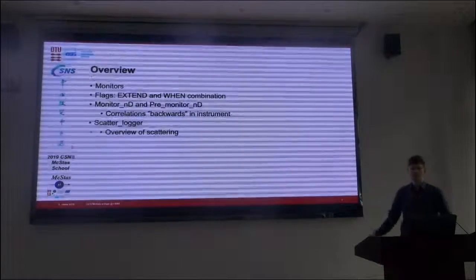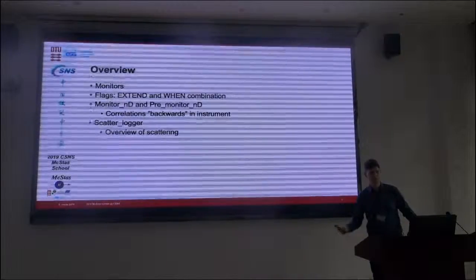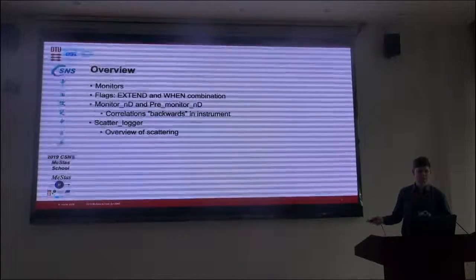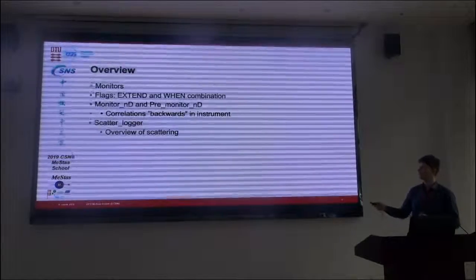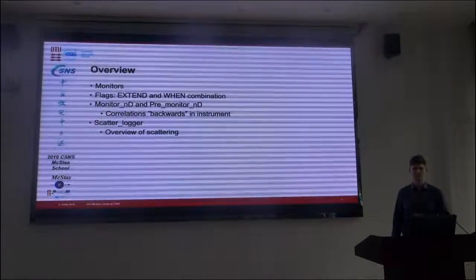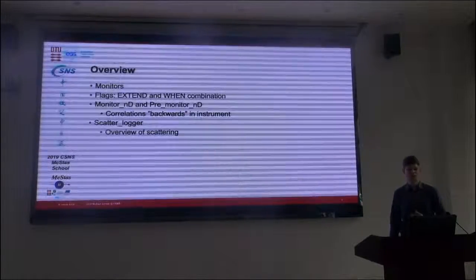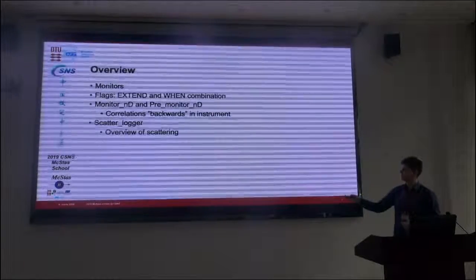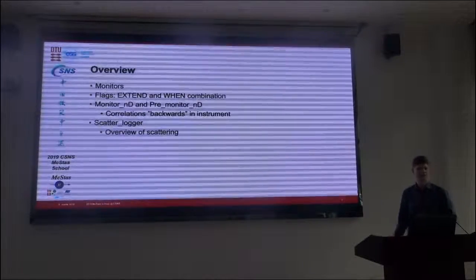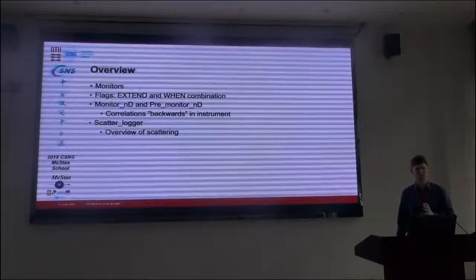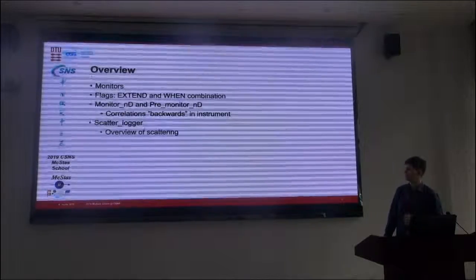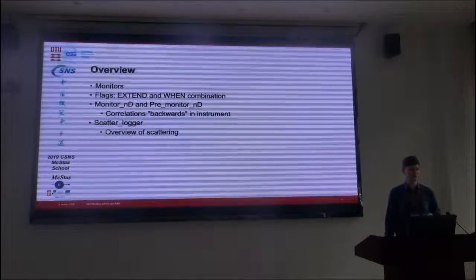The first and easiest way to understand what's going on inside your instrument is to just place monitors everywhere. So I'll talk about this strategy. But there are also some more complex ways of doing it that are the main motivation for this talk. First, the combination of when and extent keywords, as we've talked about before and seen in some examples. Then there's monitor NB, the Swiss Army knife, that has a pre-monitor NB that can actually help you look for correlations. And then there are these scatter logger components written by Eric that can give you more insight into what's going on in guide systems.